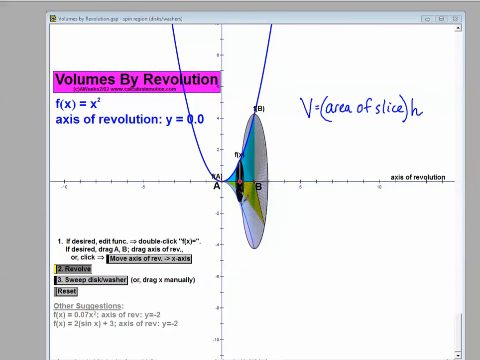Well, if I'm slicing it vertically and I'm getting a circle, what's the area of a circle? Pi r squared, the area of that circle. The height, well, the height is going this way because I have circle next to circle next to circle next to circle next to circle to create that solid. So the height is going this way along the axis of rotation.